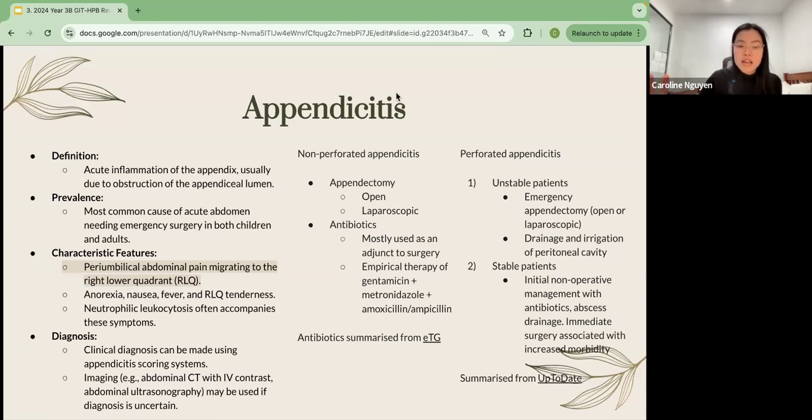Characteristic features are pain periumbilical, next to the umbilicus, migrating to the right lower quadrant. They'll also have anorexia, nausea, fever, and right lower quadrant tenderness. And we have to treat it with an appendectomy. If it's not perforated, we can do it either open or laparoscopically, plus or minus some antibiotics as well: gentamicin, metronidazole to cover the anaerobes, and amoxicillin or ampicillin.